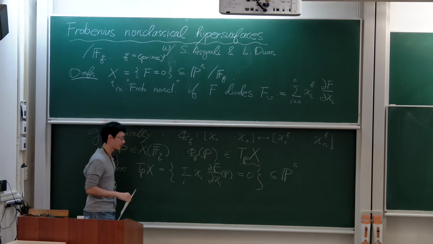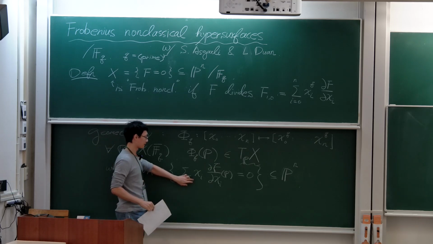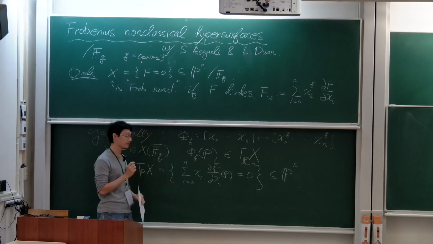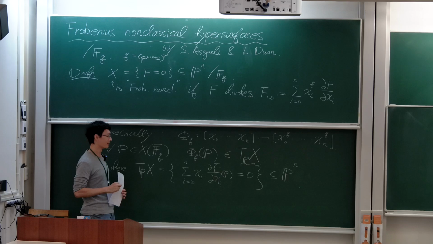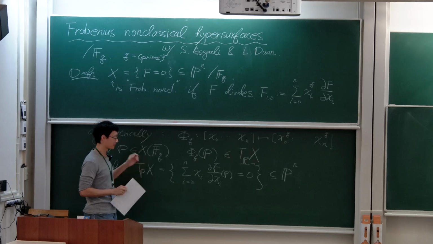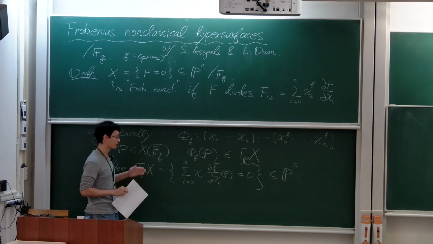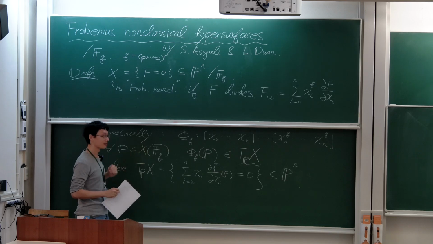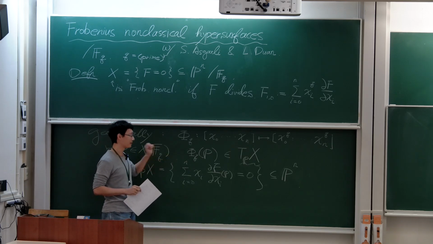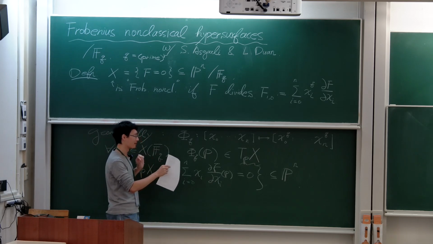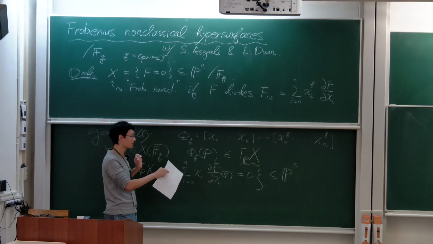The embedded tangent space is the sum of x_i, i from 0 to n, where the coefficients are the partial derivatives evaluated at the point P. So if the point P is smooth, this is the unique tangent hyperplane to X at P. And if P is singular, then this is just the total space. So geometrically, Frobenius non-classical means that under the q-th power action, the image of a point P always lies in the tangent space at the previous point.